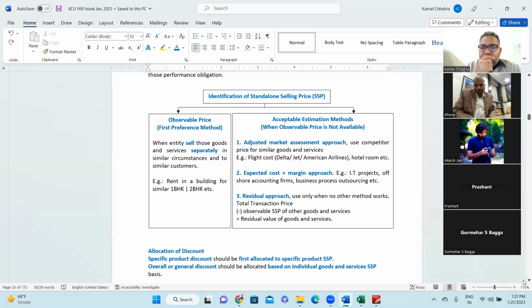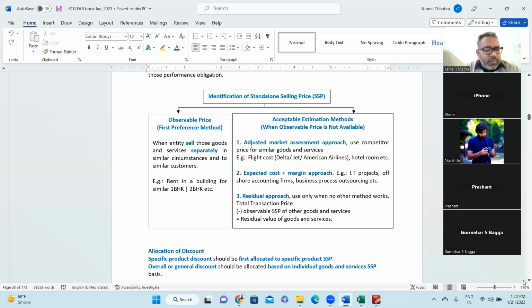This comes from the adjusted market assessment approach. It may be competitor price, competitor rating, our pricing, our rating, weather, or season versus non-season. When you make adjustments based on market requirements, that is called the adjusted market approach. Make sense? The first preferred method is observable price. The second method is the adjusted market assessment approach. If these two don't apply, then you go to the third method, called expected cost plus margin.